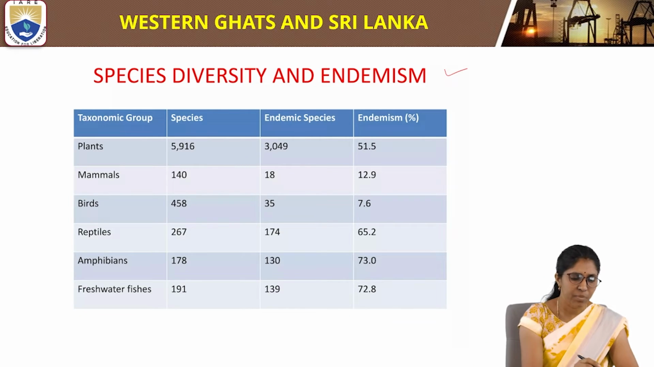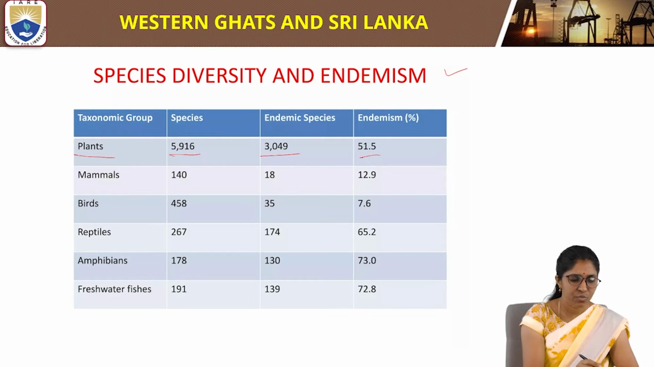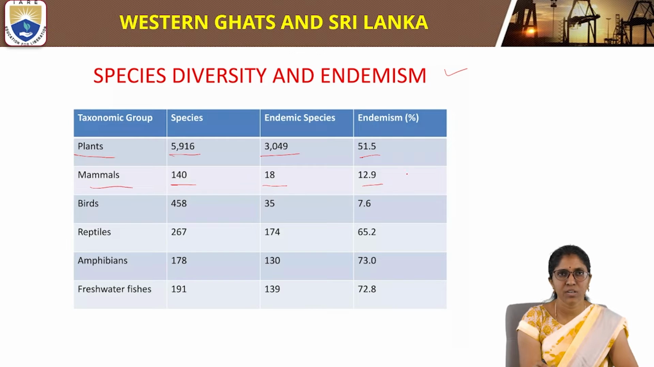So here, for plant species, 5,916 species are there, and endemic species are 3,049, and the endemism percentage is 51.5 percent. Whereas mammals have 140 species, endemic species are 18, and the percentage is 12.9.